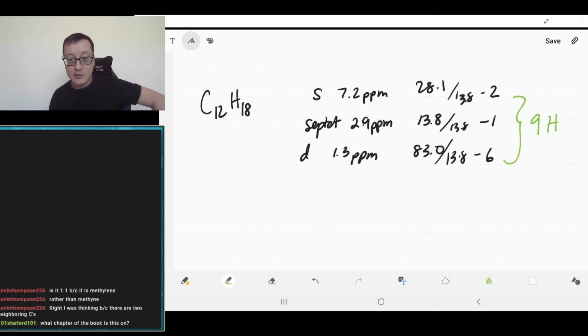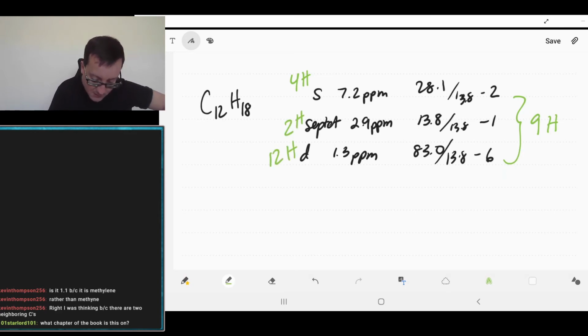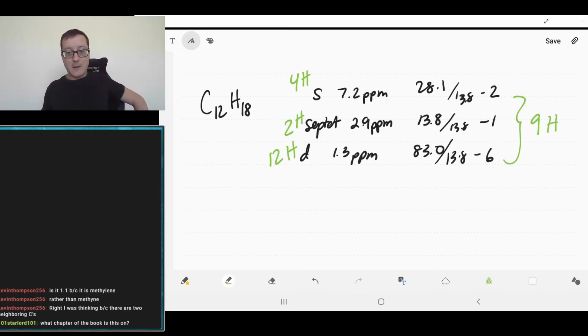Our formula has 18 hydrogens, which tells us we actually have twice as many of these, right? So we really have 4 hydrogens here, 2 hydrogens here, and 12 hydrogens of this type. Do we all see why that is? Because the ratio gives us 2 to 1 to 6. That's 9 overall, but we have 18 in our molecular formula, which tells us we have twice as many of those. This also tells us there's probably some symmetry here, because if we only have 3 signals, we only have 3 types of hydrogen.